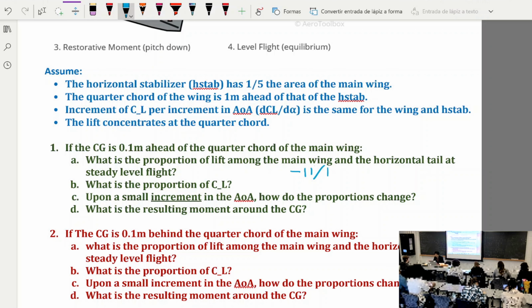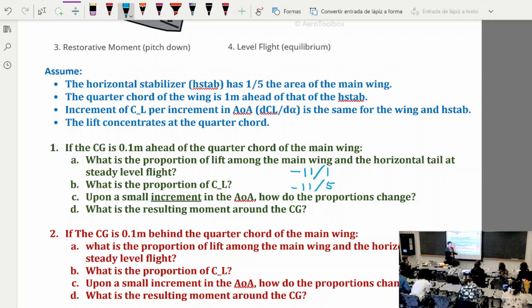And the proportion of lift coefficient is equal to the proportion of lift divided by the proportion of area. So I can just divide this by 5, which is the ratio of area, to get the proportion of lift. Now, to get question 3, just imagine the proportion of lift is 1.1 over minus 0.5.